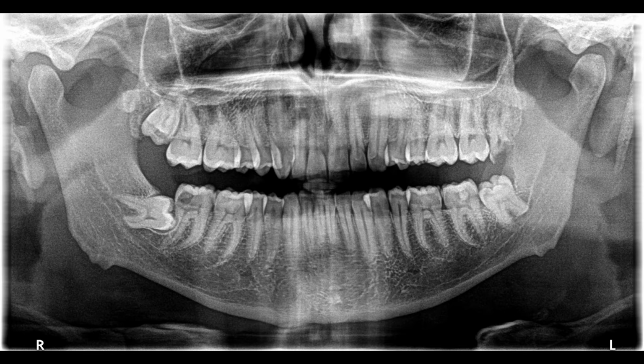Or when it approaches the roots of the third molar, does it become disrupted? Does it become diffused? Does it become unclear? Or is it broken? That is a huge one. That is a huge one, folks. So that's one that you want to be looking for.